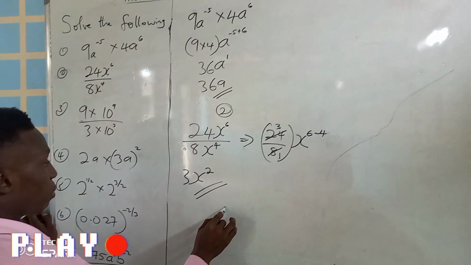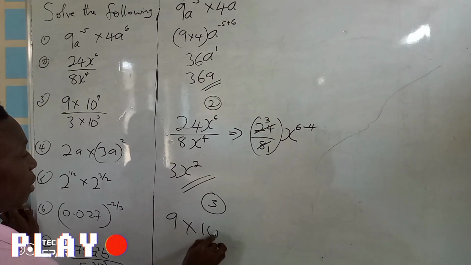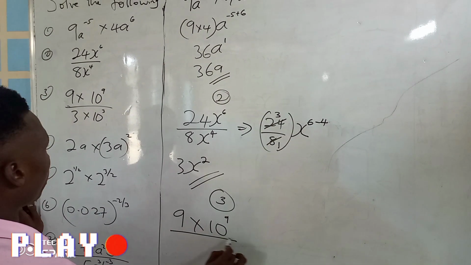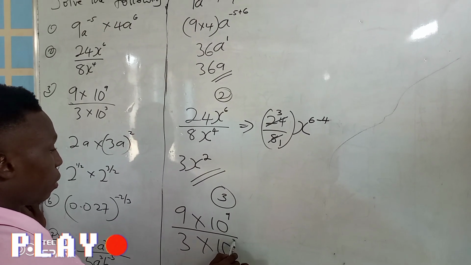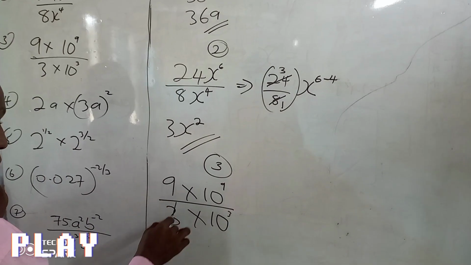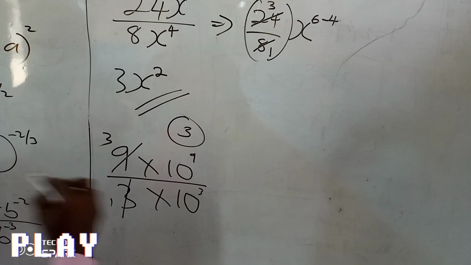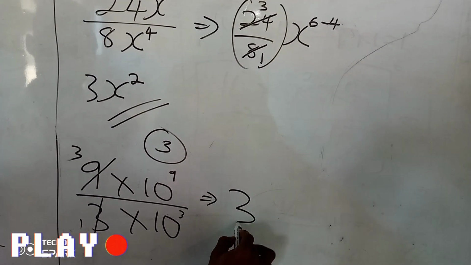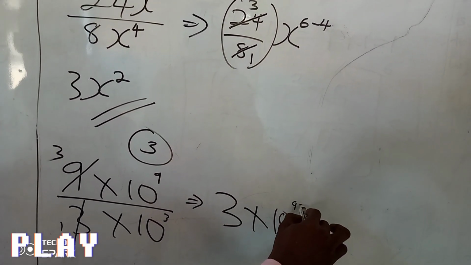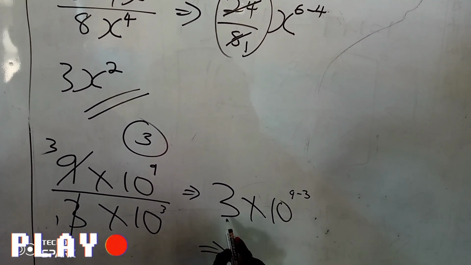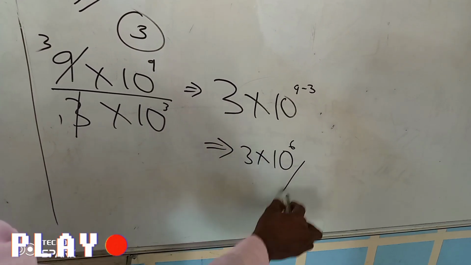Question 3. We have 9 times 10 raised to the power 9 divided by 3 times 10 raised to the power 3. You can just divide 9 by 3, you get 3. So we are now left with 3 times 10 raised to the power 9 minus 3. That will give us 3 times 10 raised to the power 6.